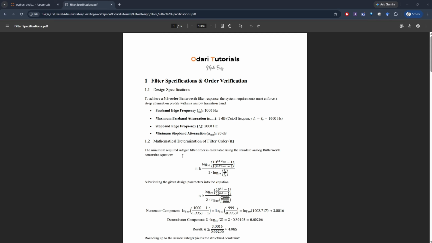So I hope from this video you learn a lot, maybe using Python to do the simulation and also using MATLAB, because you'll find that there is similarity in how you call the functions and how you implement the filter. So let's say you have been given a task, you're an engineer given a task to design a fifth order filter response, and you have been given the specifications, maybe the filter specification and the order verification.